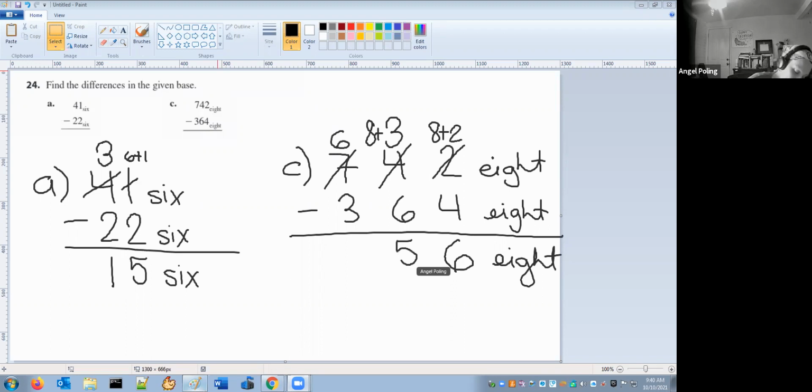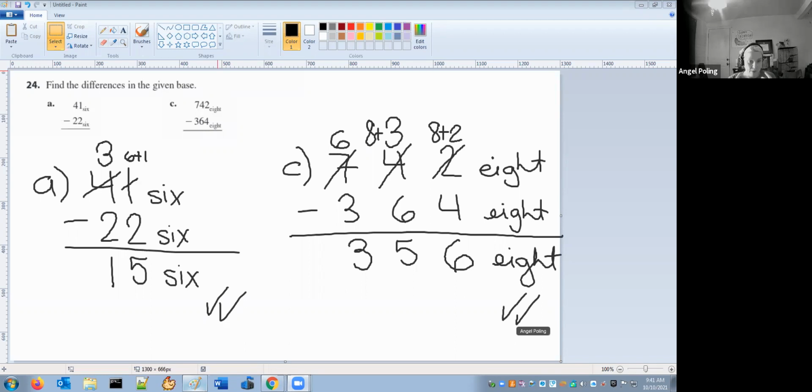And finally, I take 3 away from 6, which gives me the value 356 in base 8. And then let's just double check these with the grade book. So A was 15 base 6, check, check. And C was 356 base 8, check, check.